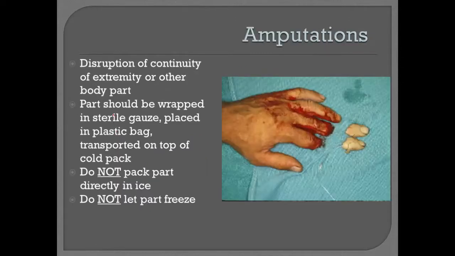Amputations. So you can see here this individual cut off the tips of 2 of the fingers there. So an amputation is the disruption of continuity of an extremity or other body part. The part should be wrapped in sterile gauze, placed in a plastic bag, and transported on top of a cold pack. Do not pack the part directly in ice, and don't let the part freeze because that damages the tissues.